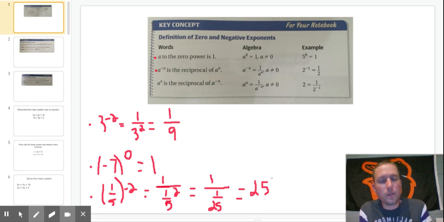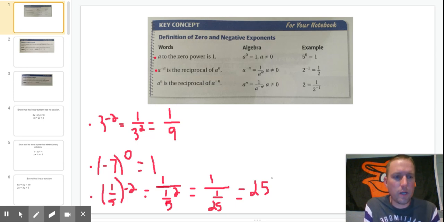So what I would like you to do is work hard, try your best in solving some problems where you're going to be applying these rules using zeros and negative exponents.